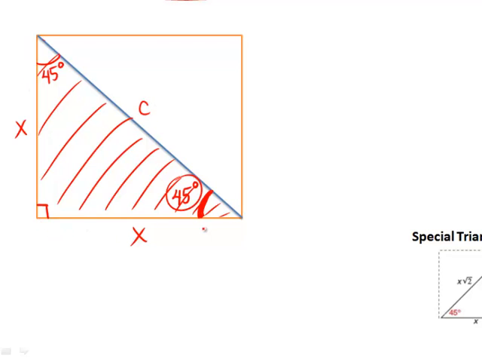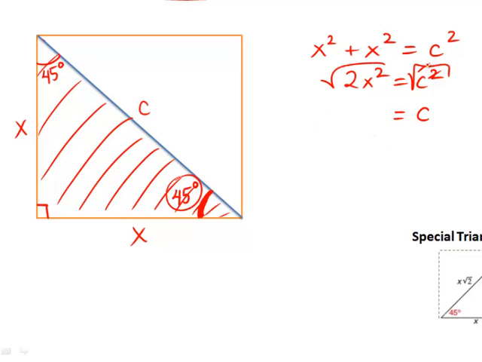Yes, it's a right-angle triangle, so we can use the Pythagorean theorem to inform us that x squared plus x squared should equal c squared. Let's find a way of writing c by itself. If we add these together, this gives us 2x squared equals c squared. And therefore, if we root both sides, we get c to be root 2 times x, which can also be written as x root 2.